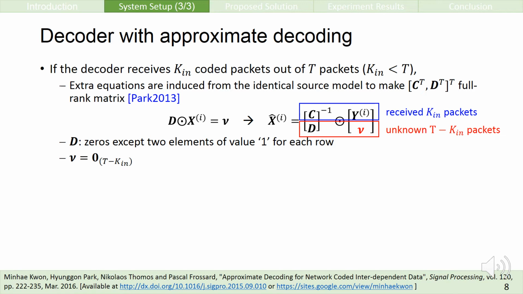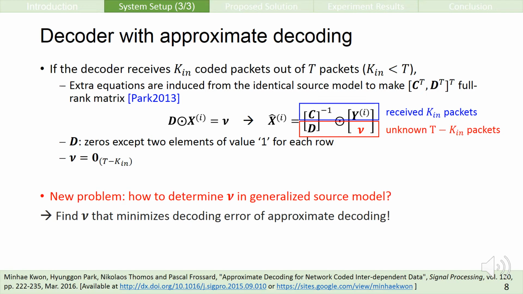In this case, approximate decoding can give a solution by adding an extra equation based on the identical source model. In this equation, for finding x, the coding coefficient matrices C and D should be full rank, so we can have an inverse matrix. The approximate decoding proposed to design D as a matrix filled with zeros except two elements of value 1 for each row, and vector nu as a zero matrix. Again, this design is based on the identical source model.